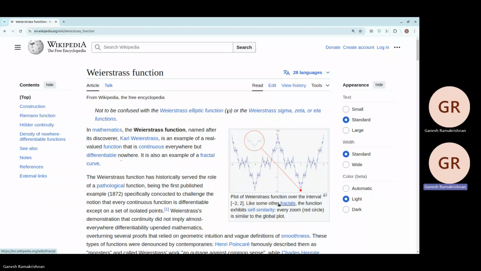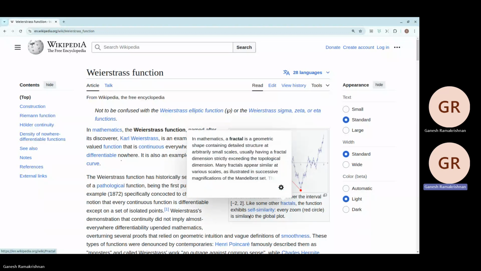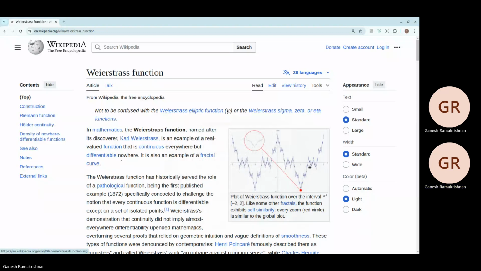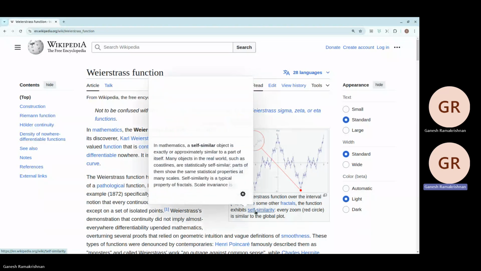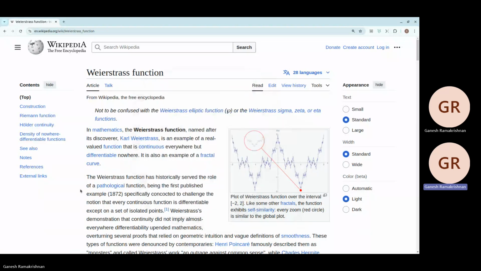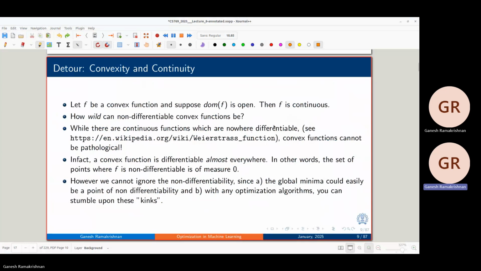It basically looks like this, right? So this is basically like fractals. You zoom into it, you'll find the same form recurring. That's a property called self-similarity. And it is a continuous function. It's continuous everywhere, but differentiable not at a single point. Anyways, that's not the main purpose of my discussion here. The main purpose is to show whether convex functions can also be so weird that they are continuous everywhere, differentiable nowhere. It turns out that that is not the case, fortunately, with convex functions.